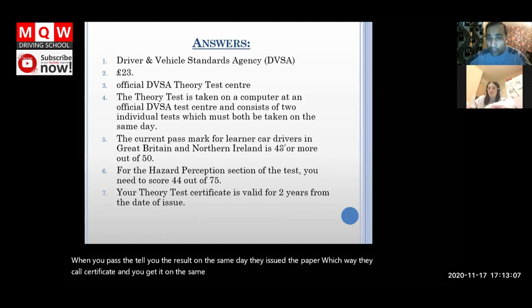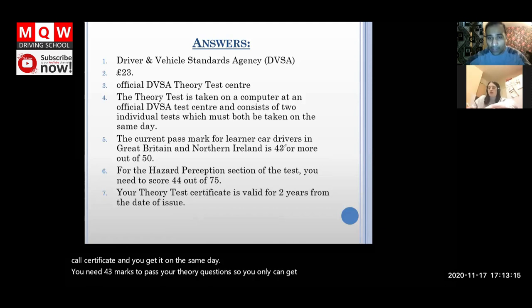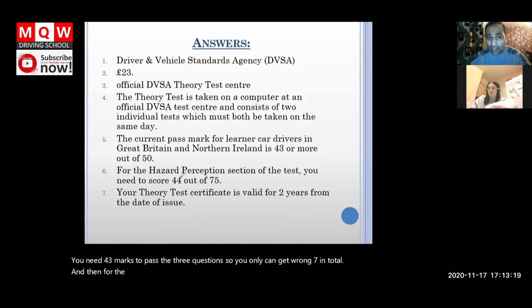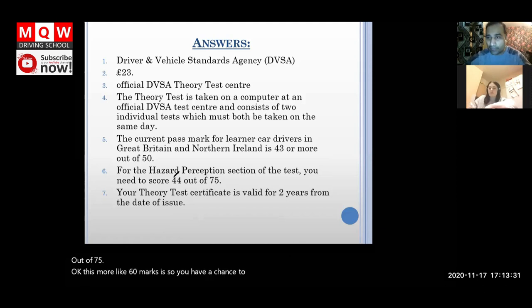You need 43 marks to pass your theory questions. So you can only get 7 wrong in total. And then for the hazard perception, you need to pass with 44 marks out of 75. This is more like 60% marks. So you have a chance to get some wrong, but 44 is a pass.